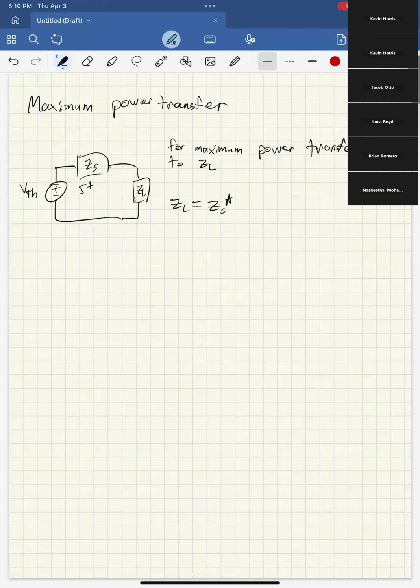So this is like 5 plus j3, right? And we want to put maximum power into here. Well, if we make this 5 minus j3, then the equivalent impedance of this would be 5 plus j3 plus 5 minus j3, and these would cancel, and you'd just end up with 10. This is purely real, and we like real numbers.